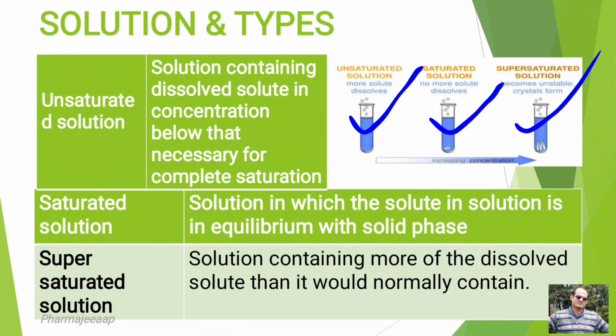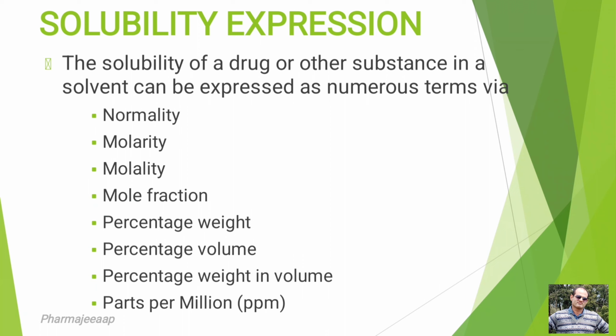In this case, it is called unsaturated solution. And if we increase the temperature of the solution, then we can dissolve another 1 or 2 gram of sugar into the 100 ml of water. Means we can add 11 or 12 gram of sugar in water. Beyond that, it forms crystals. It may become unstable. In this case, it is called supersaturated solution. Hope you understand.